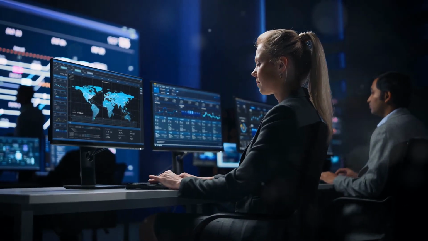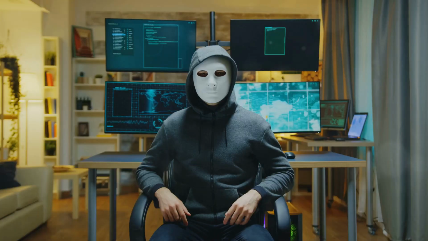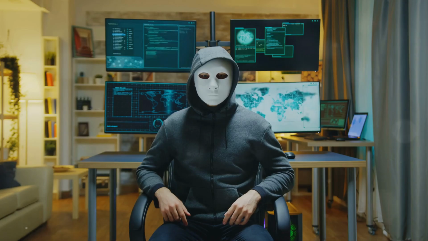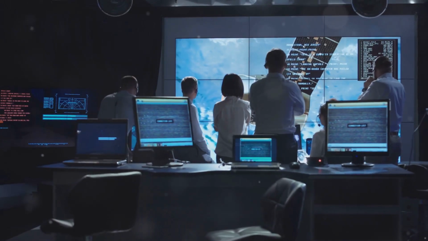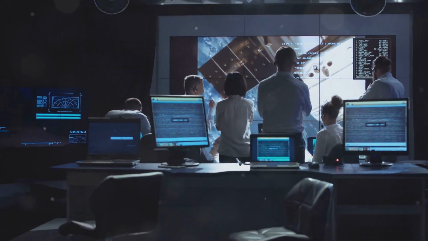EDR is no longer optional, it's a necessity for any organization serious about cybersecurity. The threat landscape is constantly evolving, with attackers always finding new ways to exploit vulnerabilities. EDR helps organizations stay one step ahead, providing the tools and visibility needed to combat modern threats.